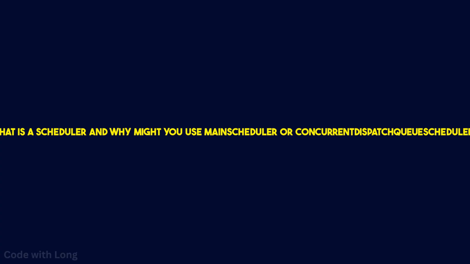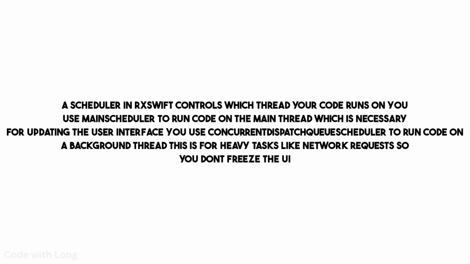What is a scheduler and why might you use main scheduler or concurrent dispatch queue scheduler? A scheduler in RxSwift controls which thread your code runs on. You use main scheduler to run code on the main thread, which is necessary for updating the user interface. You use concurrent dispatch queue scheduler to run code on a background thread. This is for heavy tasks like network requests, so you don't freeze the UI.